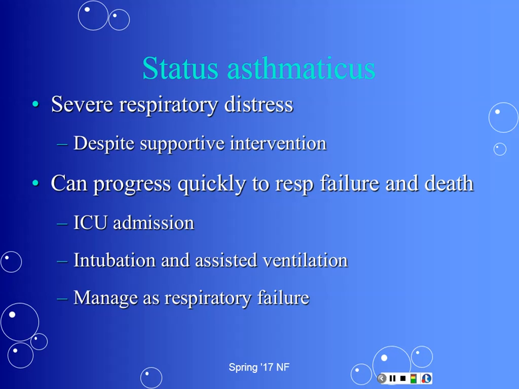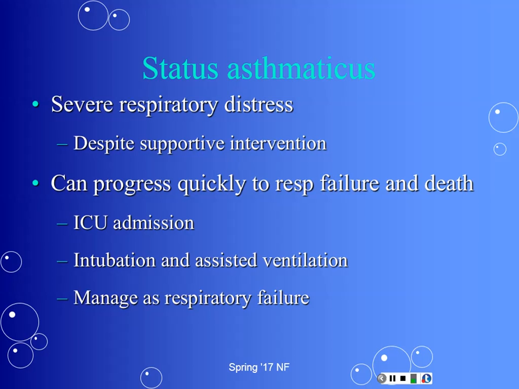So what is status asthmaticus? It's basically you continue to have asthma exacerbations and severe respiratory distress despite supportive intervention. So just like with status epilepticus, they can continue to seize even after intervention. So we've put this kid on oxygen. We've given him back-to-back albuterol treatments. We may have him on continuous albuterol treatments. Okay, they're not improving. The big deal with this is they're going to work so long, and then they're going to crash. So this can progress quickly to respiratory failure and death.